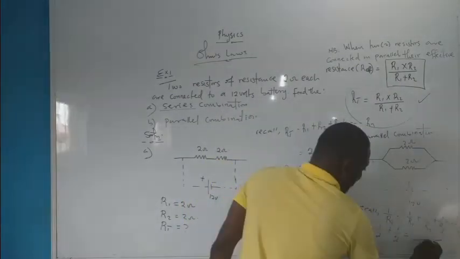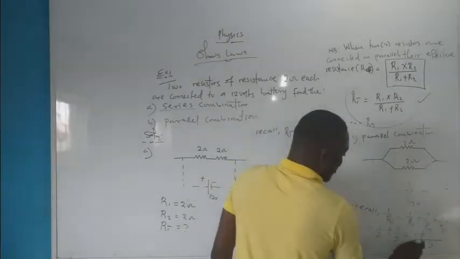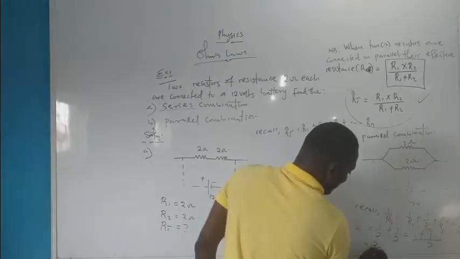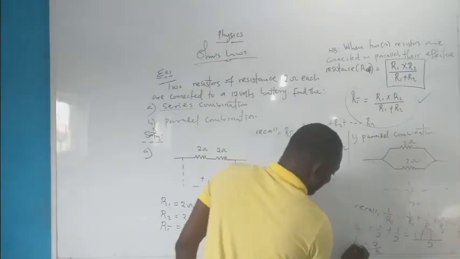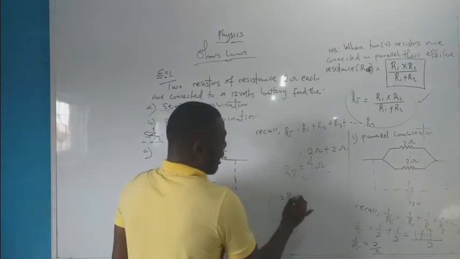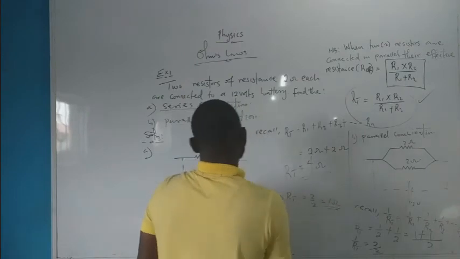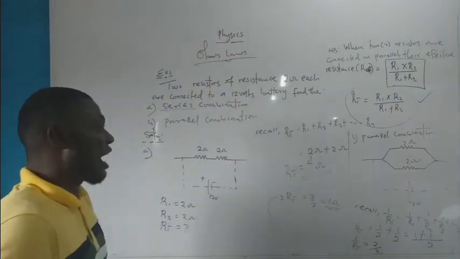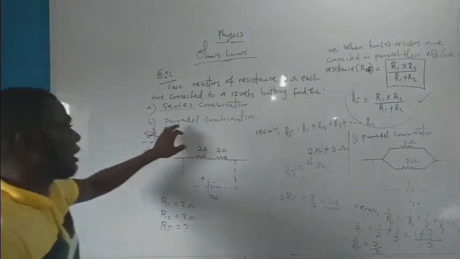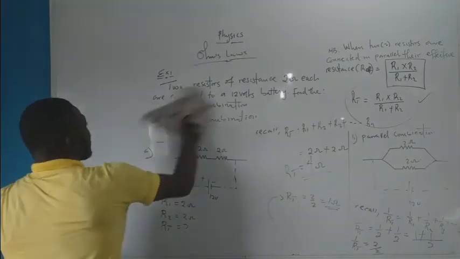What will be the LCM? 2. How many 2 can we see in 2? 1 times 1. So that will be 2 over 2. So 1 over R total equals this, so we can have R total equal to 2 over 2, that is 1 ohm. So this is their effective resistance when they are connected in parallel.